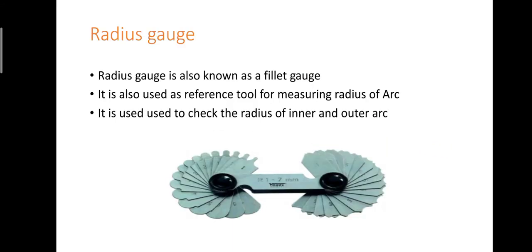Radius dial gauge. It is also known as flat gauge. It is also used as a reference tool to measure radius of arc. It is used to check the radius of inner and outer arc.